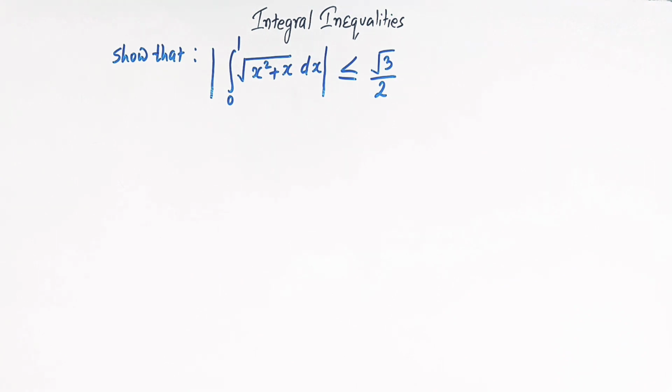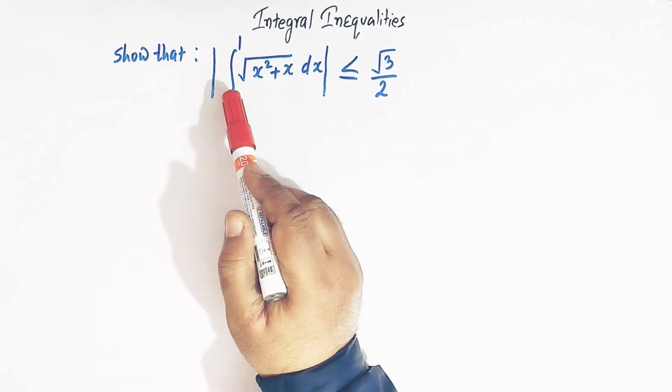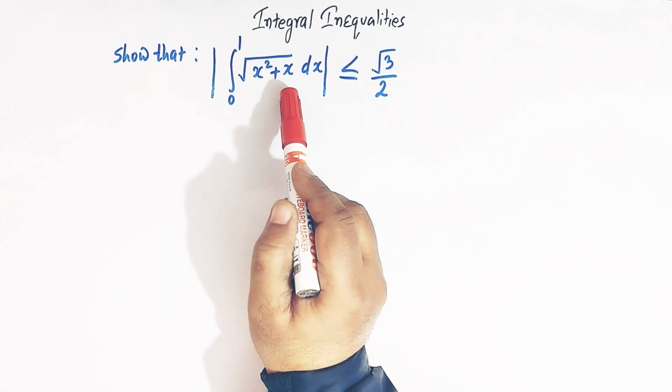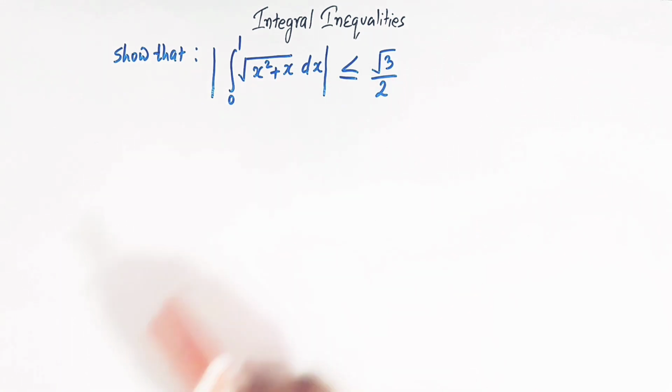Hello viewers, in today's class we are going to discuss yet another important and conceptual problem from integral inequalities. So here once again we have a very important problem from integral inequalities. Here we have to show that the absolute value of the integral from 0 to 1 of the square root of x squared plus x dx is less than or equal to the square root of 3 over 2.